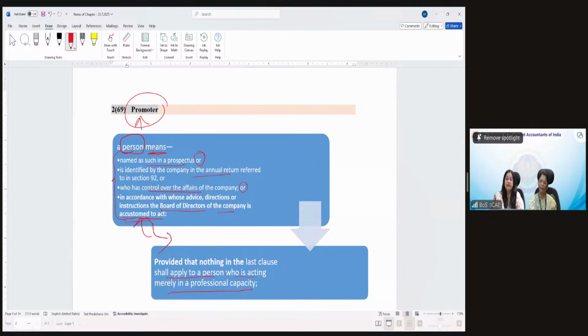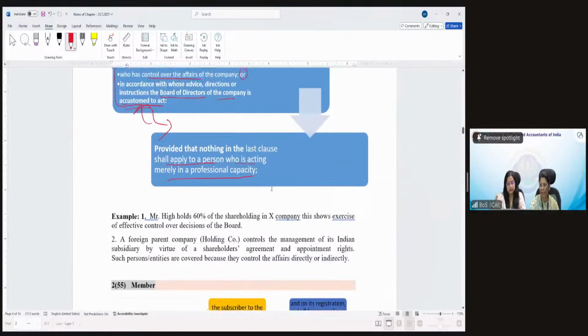So the word here is acting in professional capacity. Suppose you are the chartered accountant, enrolled by the company on the payrolls, or not on the payrolls, but for acting in professional capacity, and they are asking you again and again what should we do in this scene, what should we do in that scene. There you are not the promoter if you're acting in professional capacity. But if you are a person who is having the control of the affairs, and the board of directors are very accustomed to act but not in professional capacity, then you will be termed as a promoter. Hope it's clear.